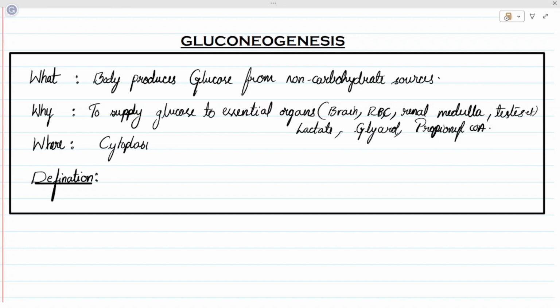The gluconeogenesis process occurs in the cytoplasm and mitochondria also. 60 to 90% of the gluconeogenesis occurs in the liver and 10 to 40% of the gluconeogenesis occurs in the kidney.